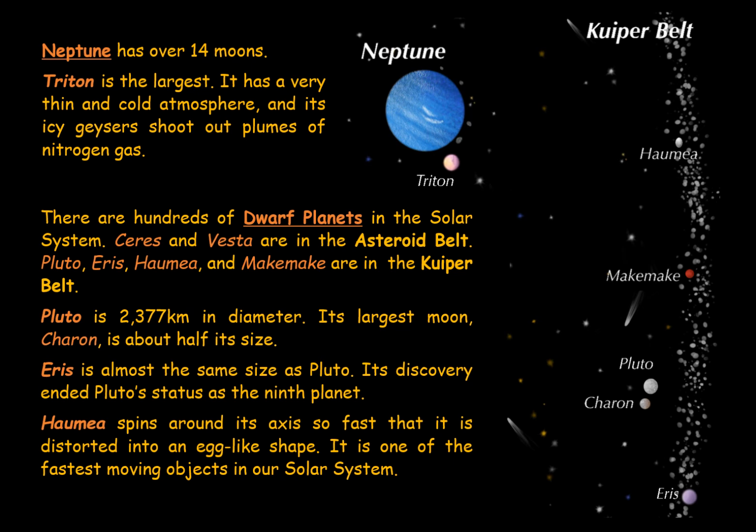Eris is almost the same size as Pluto. Its discovery ended Pluto's status as the 9th planet. Haumea spins around its axis so fast that it is distorted into an egg-like shape. It is one of the fastest moving objects in our solar system.